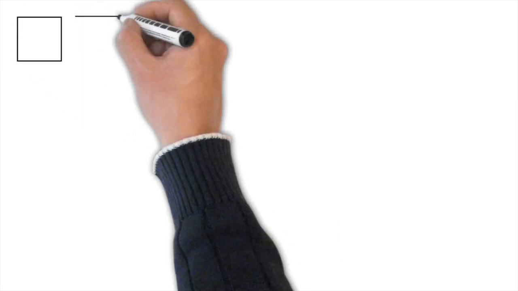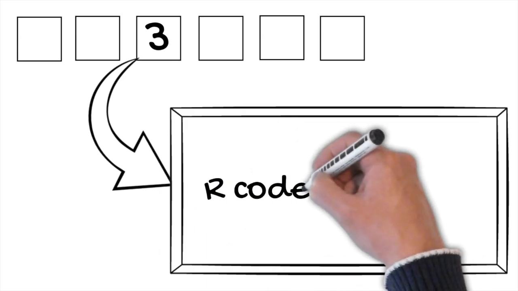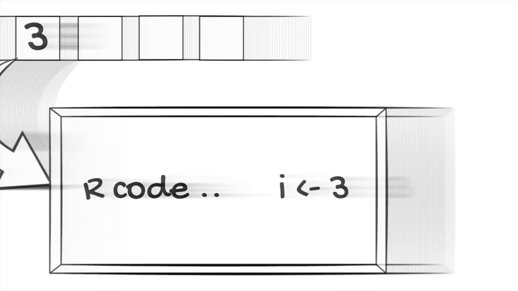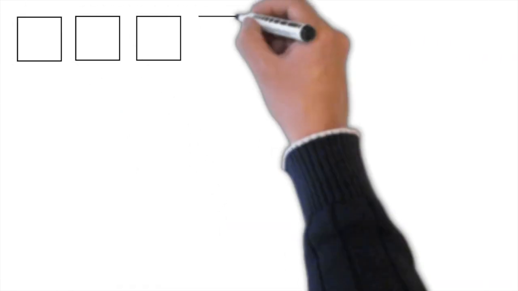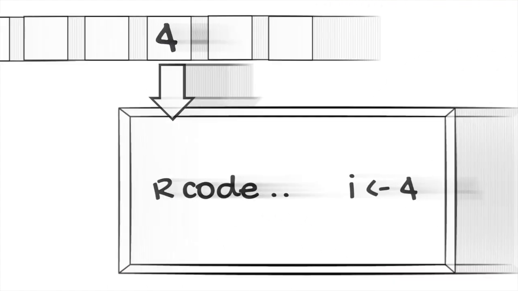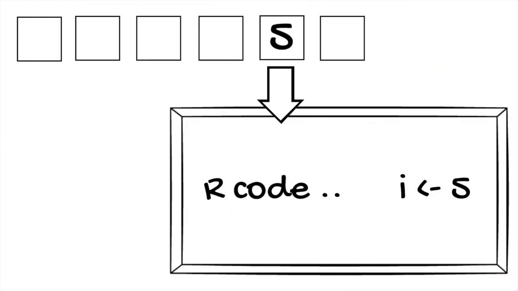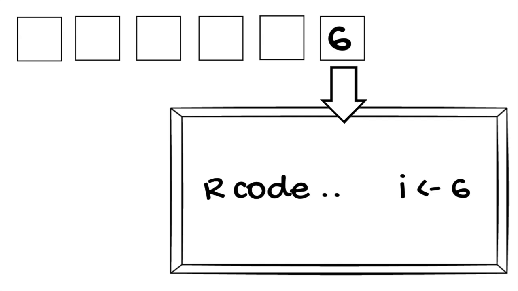For the third ball, same thing. We'll run our code from the body of the loop, and the i index will have a value of 3. Same thing for the fourth ball. We'll simply use i equals 4. Again, same thing for the fifth ball. We'll have i equals 5. And finally, for the sixth ping pong ball, the i index will have a value of 6.